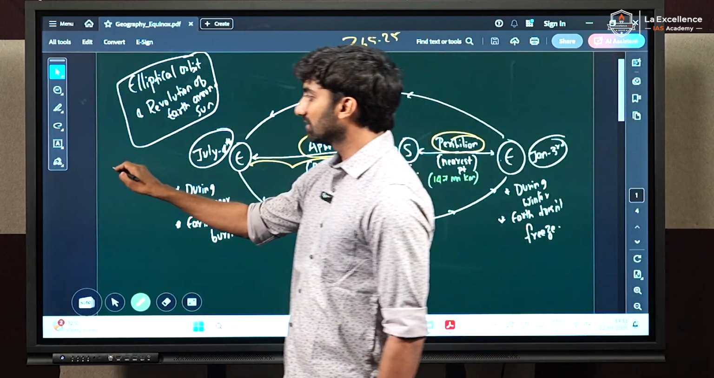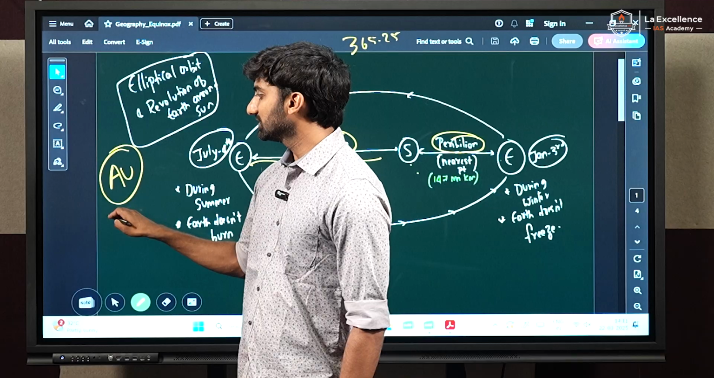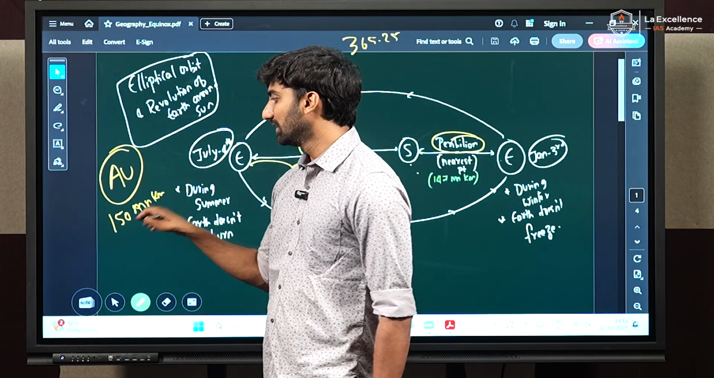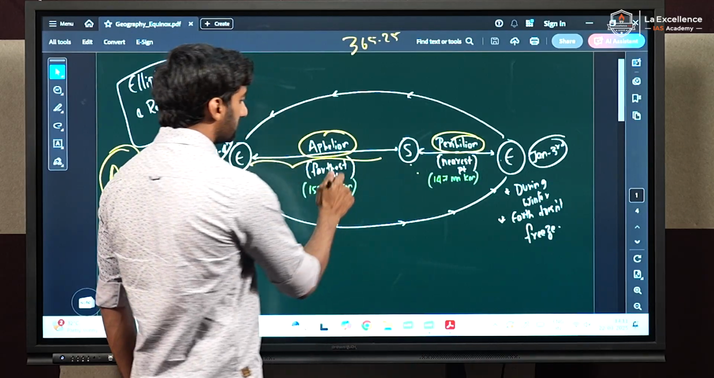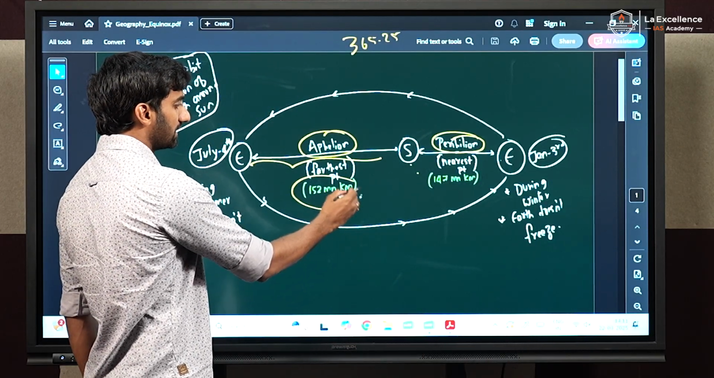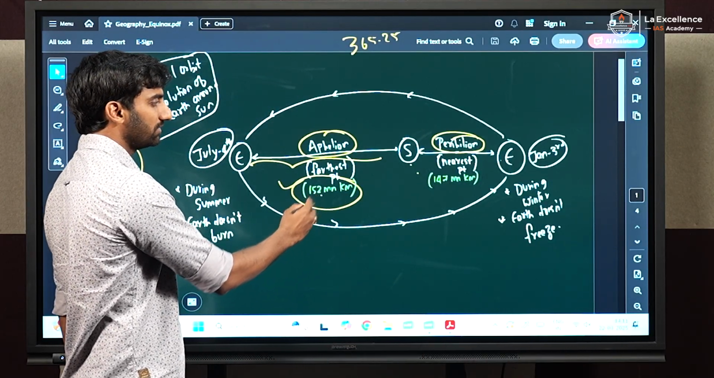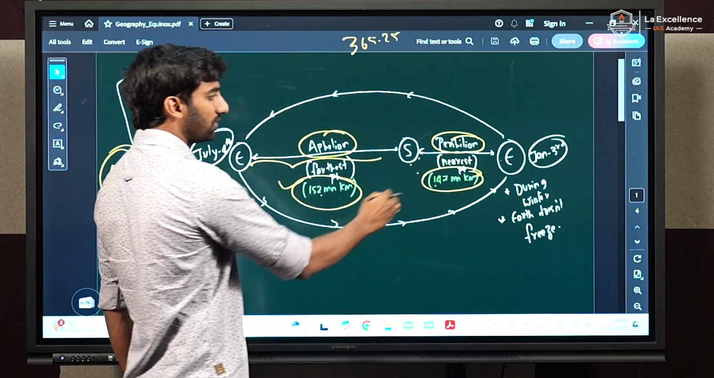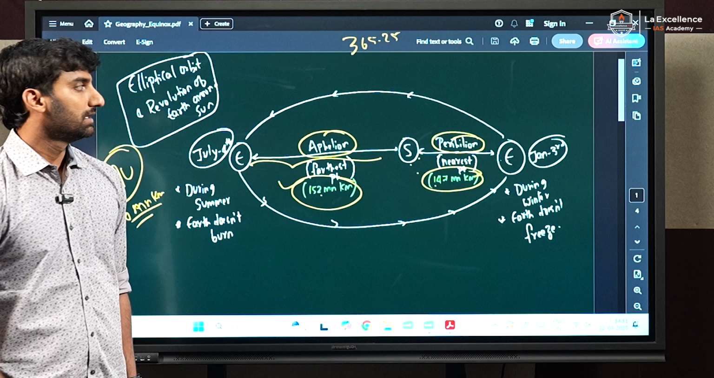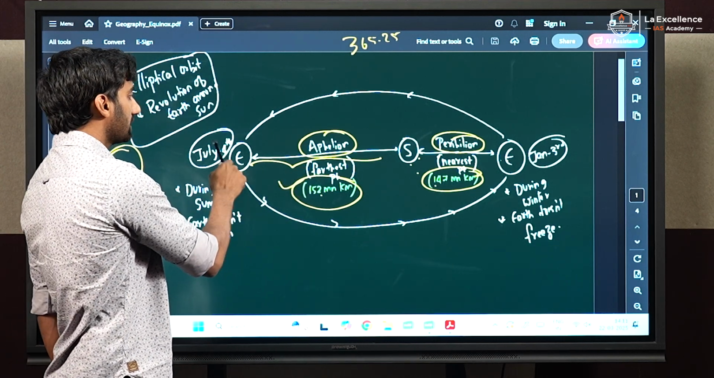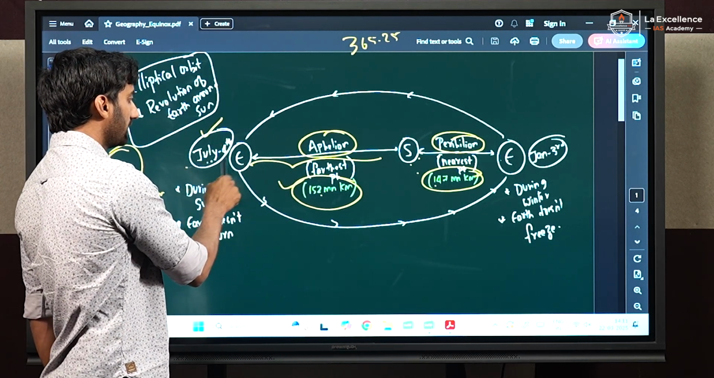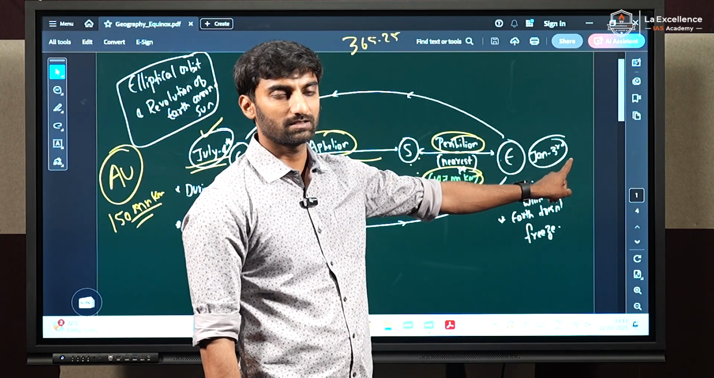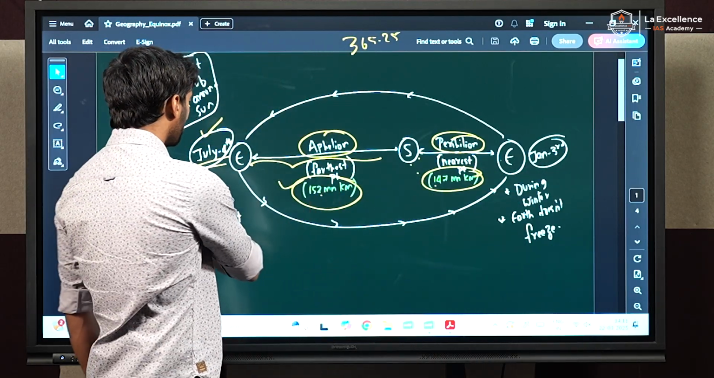We have studied the astronomical unit, the average distance between Earth and Sun, considered as 150 million kilometers. When Earth is in aphelion position, the distance is 152 million kilometers, and when Earth is near to the Sun, the distance is 147 million kilometers. Generally, aphelion position comes in summer during July 4th, and perihelion position comes during winter on Jan 3rd. This is a very important concept.